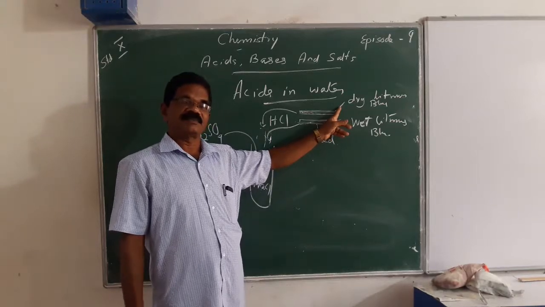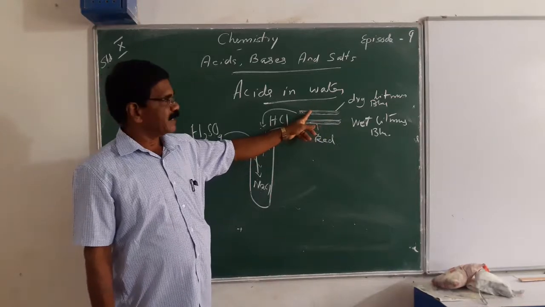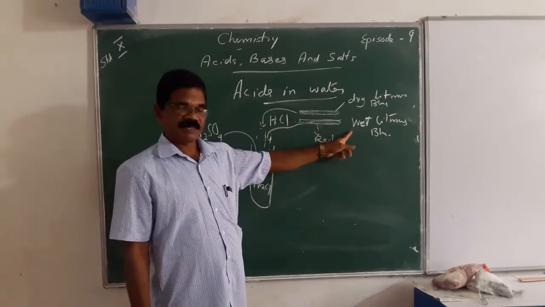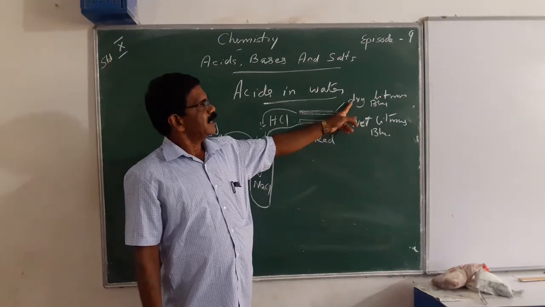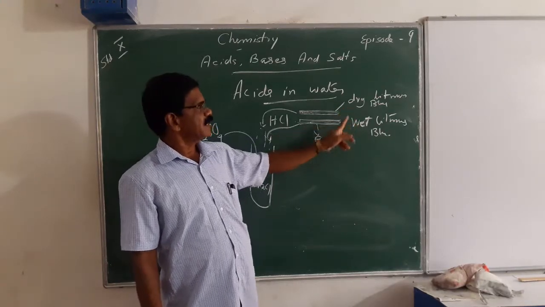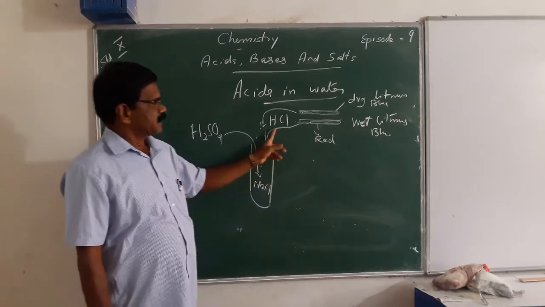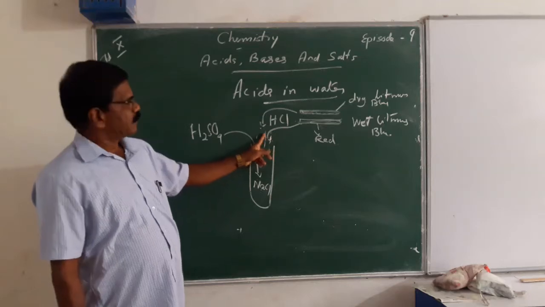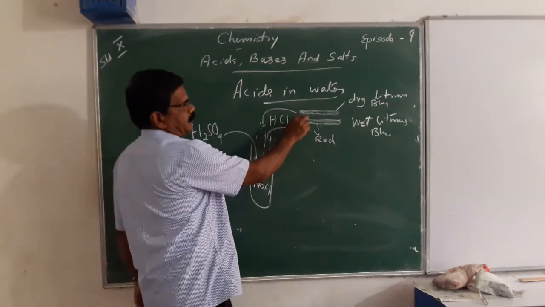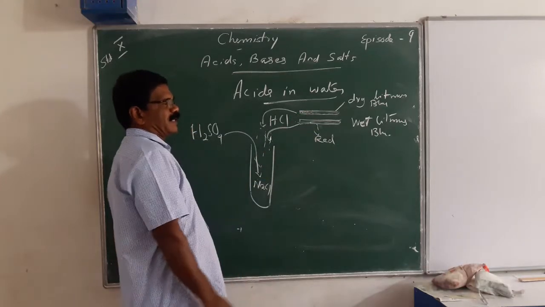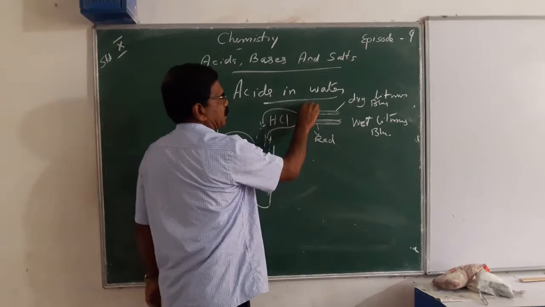What are the two litmus papers? One is a dry litmus paper, and the second one is a wet litmus paper. Both are blue in color, and they are held above the test tube. The HCl gas comes into contact with the dry litmus paper and at the same time the wet litmus paper. The dry litmus paper shows no color change.